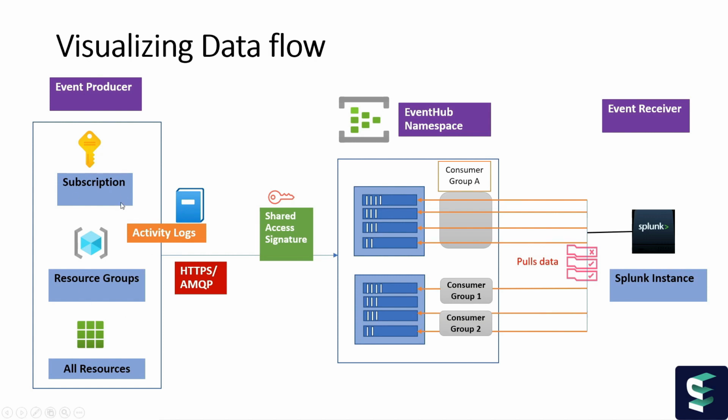So the activity logs from the subscription level will be sent to the Azure Event Hub using the HTTPS or AMQP services, as I mentioned earlier, and it utilizes something called a shared access signature. Shared access signature is a way through which the applications or the producers can identify themselves to the Azure Event Hub. So this data will be sent to the partitions.